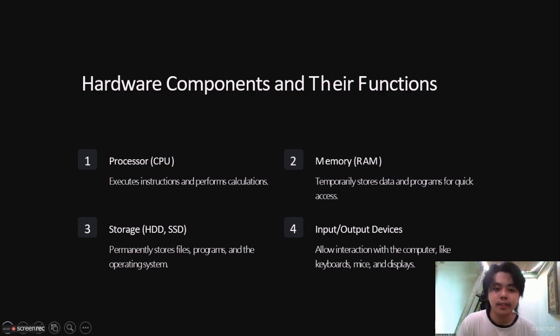Input or output devices allow interaction with the computer, like keyboard, mouse, and display. Input or output devices are devices that enable interaction between a user and a computer. This includes input devices such as keyboard and mouse, which provide interaction or input to the computer, as well as output devices such as the display monitor, which displays information or output from the computer. By using these devices, users communicate with the computer with commands and see the results and operations performed by the system.